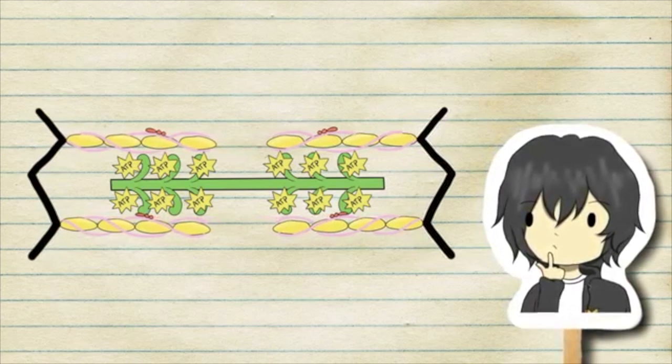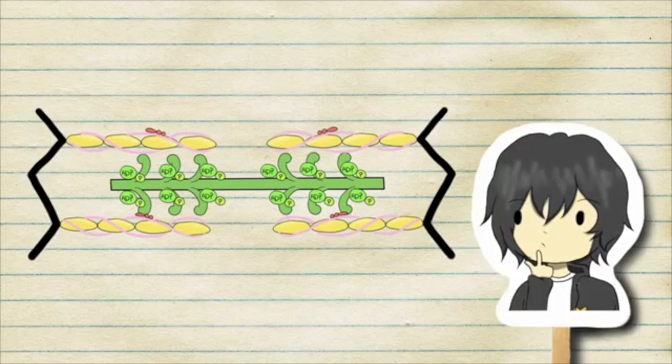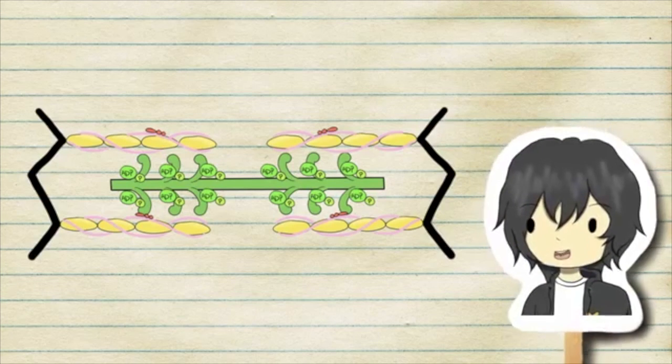The muscle fiber relaxes, ATP breaks down the myosin cross bridges, and the muscle fiber remains ready for further stimulation. And that's how it works.